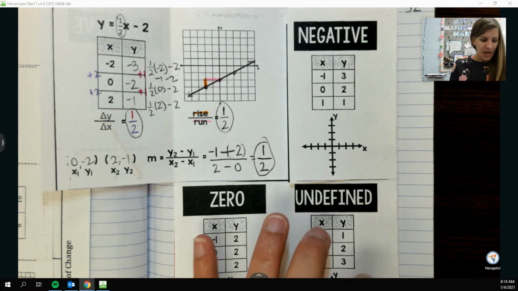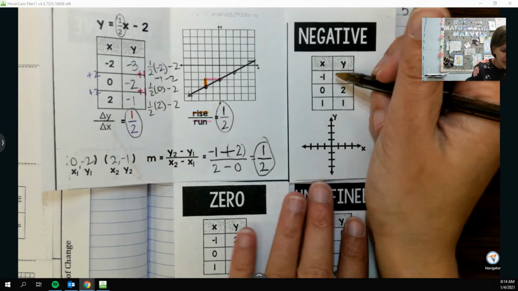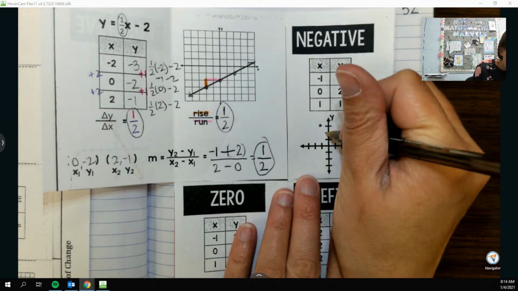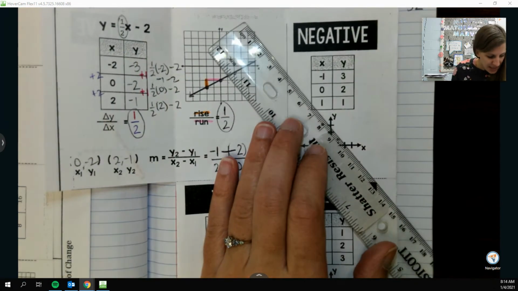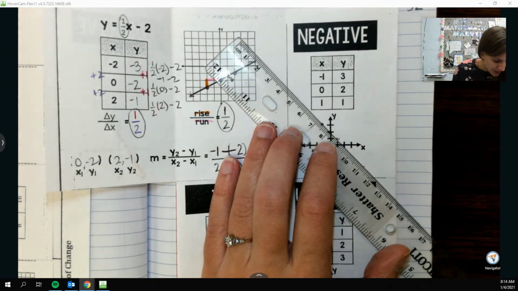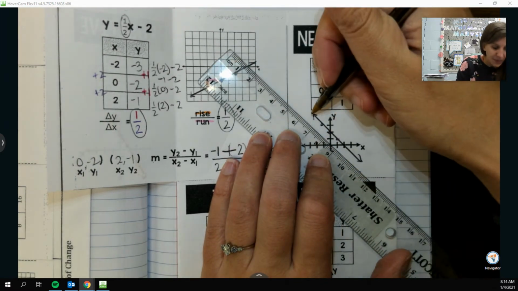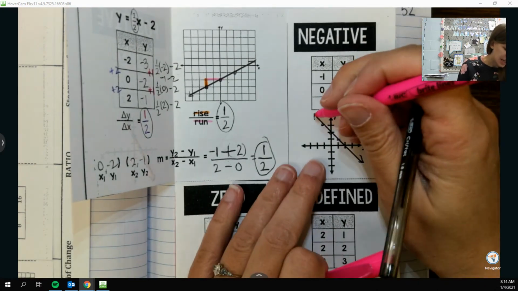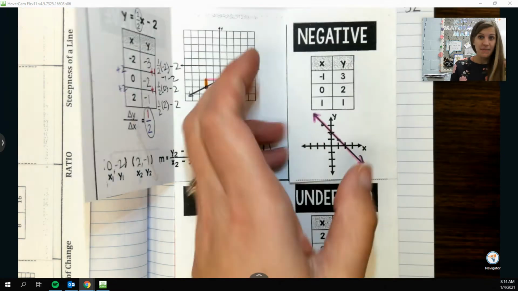Okay, now we can also have negative slope. So for instance, here if I plot these points, negative 1 comma 3, 0 comma 2, 1 comma 1, that would be considered negative slope because it starts up and ends down. Okay, so negative slope. And again, I can see that in many different ways.